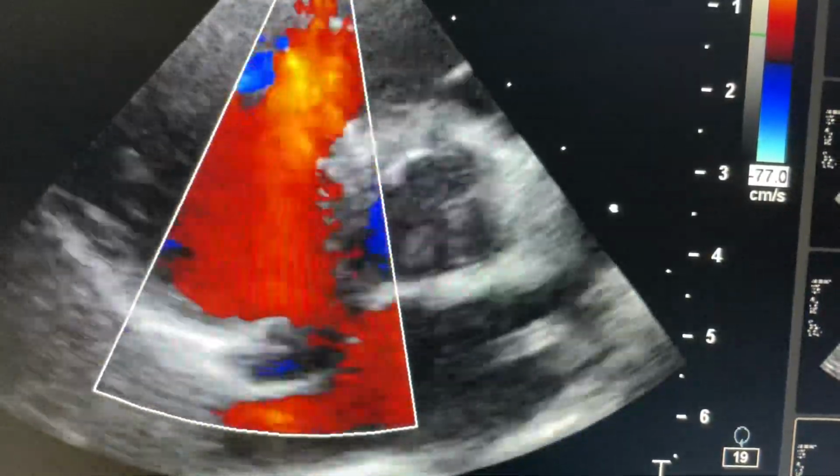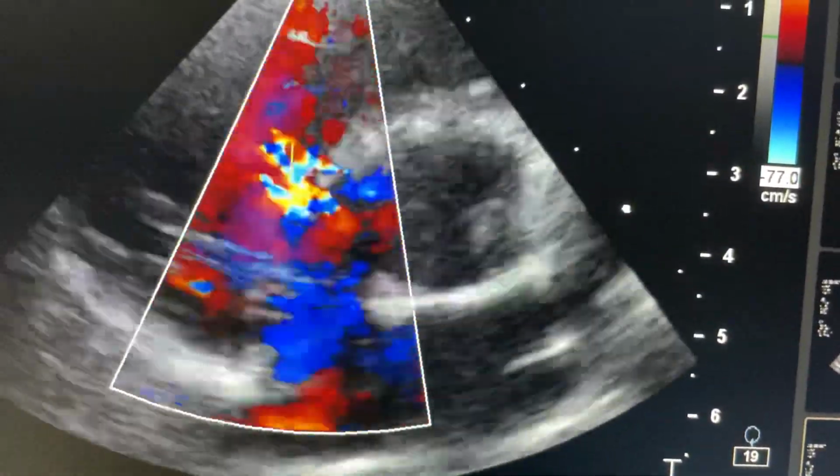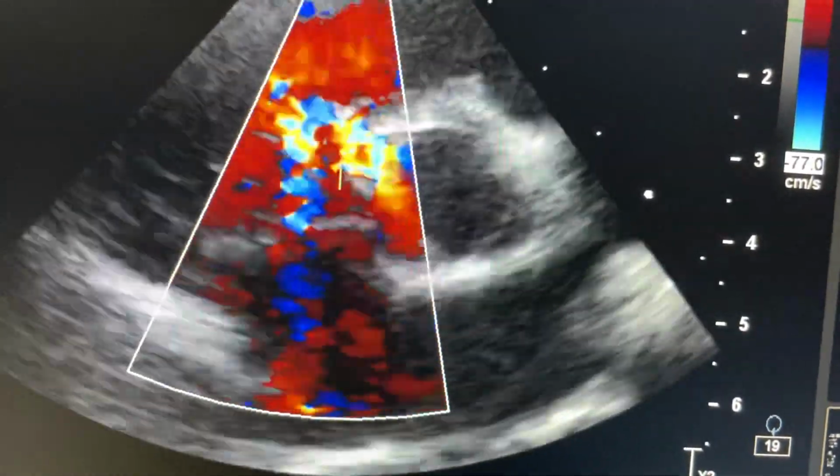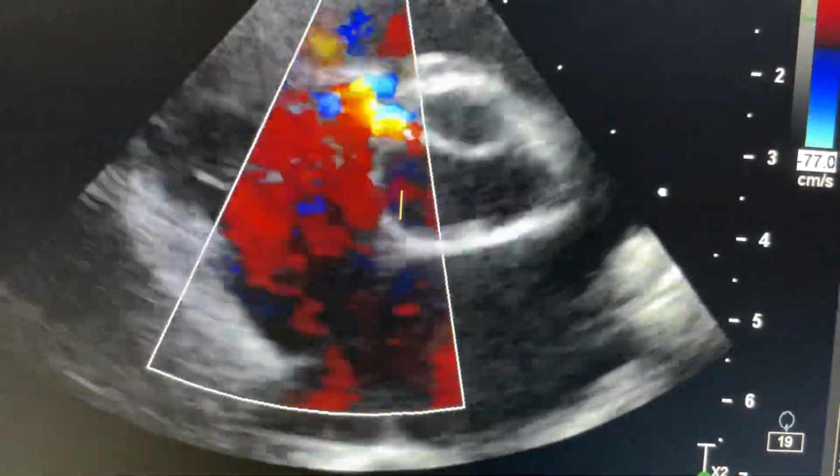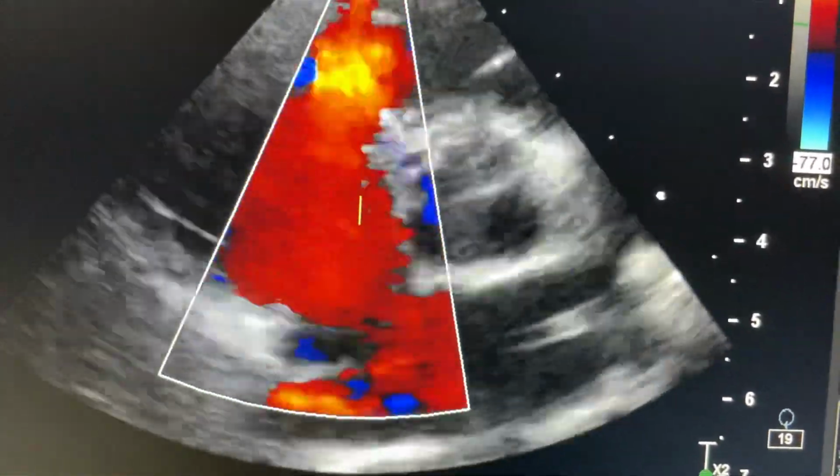So isolated Gerbode defect, very rare, usually seen with perimembranous VSD, but in this case it is isolated. Very rare finding.